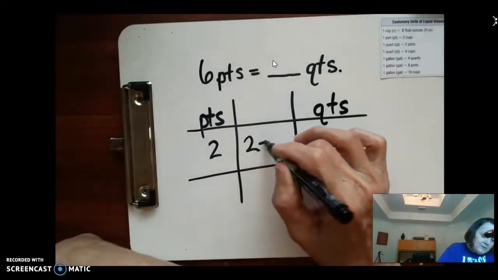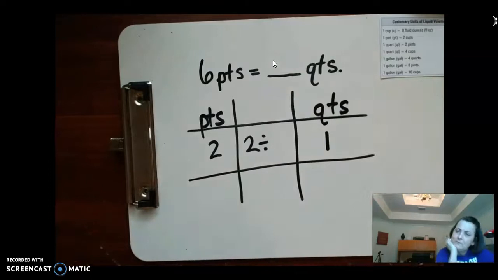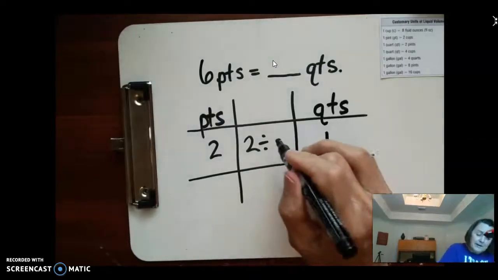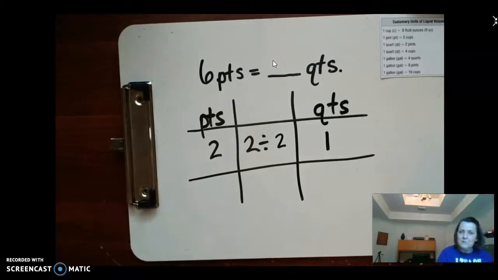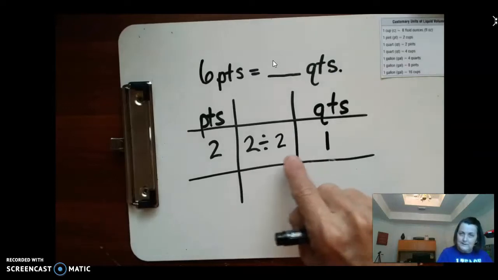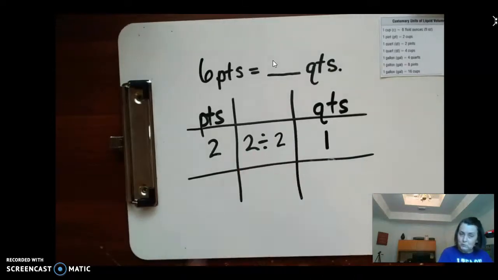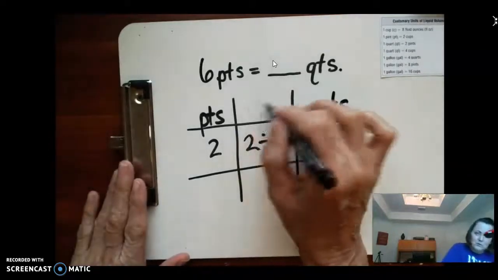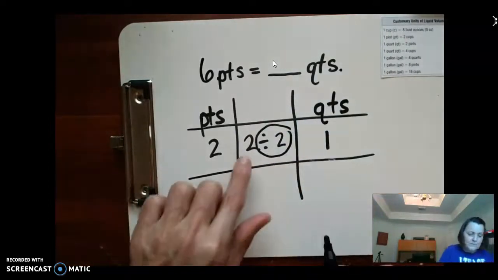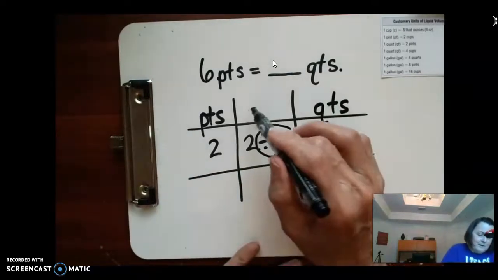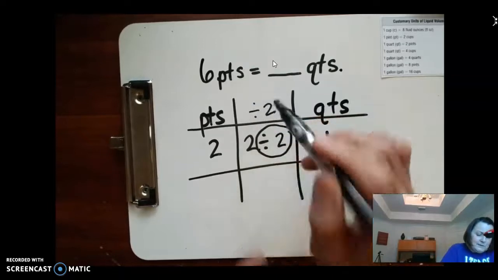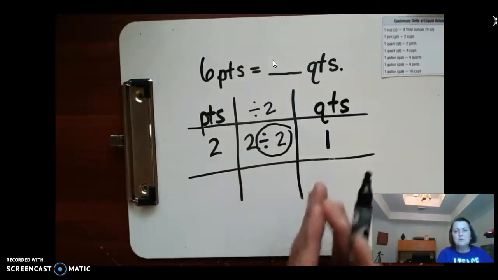So we can say 2 divided by what equals 1? Okay, if you have a group of 2, how many groups can you make of 2? You can only make 1 group of 2. So 2 divided by 2 equals 1. Because, what's your related fact? What's your inverse? 1 times 2 equals 2. Okay, so now we know our rule. Write your rule up here. This is your rule. Remember, that's your position. So our rule is going to be whatever's in the pint column divided by 2 equals quarts.